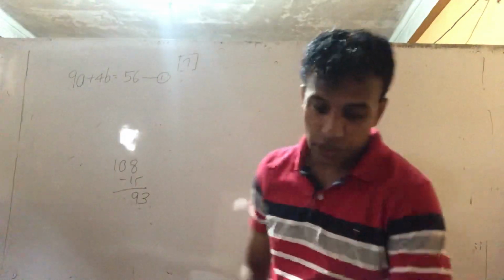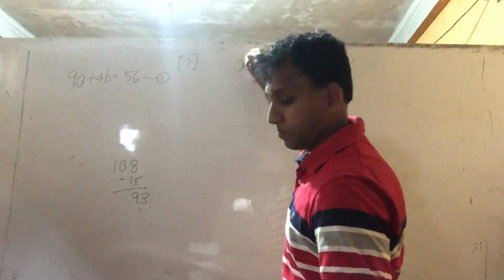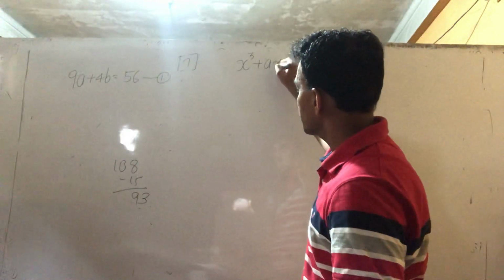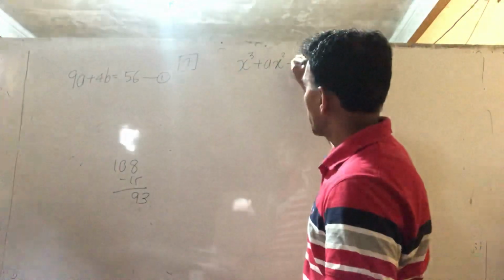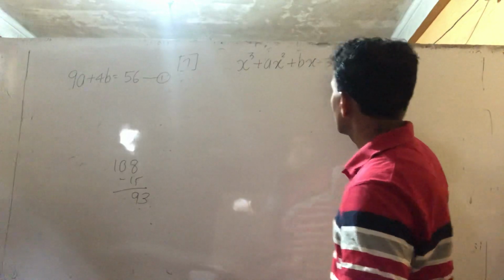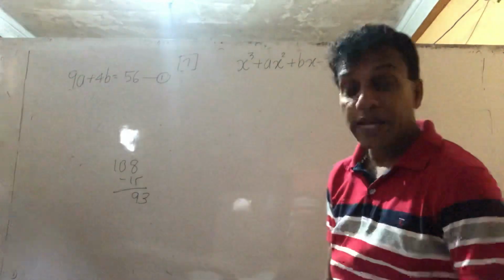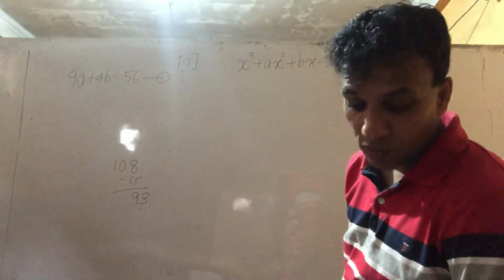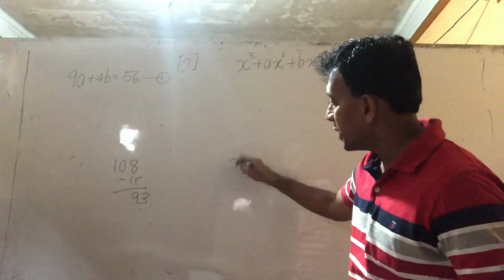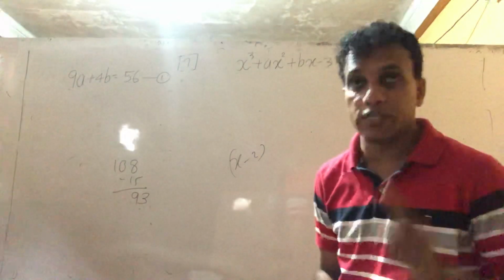The expression x cubed plus ax square plus bx minus 3 leaves a remainder 7 when divided by x minus 2. When divided by x minus 2, there's a remainder, they say, 7.